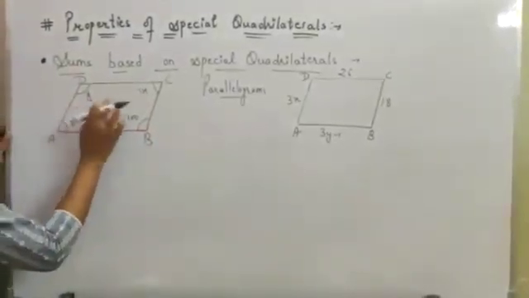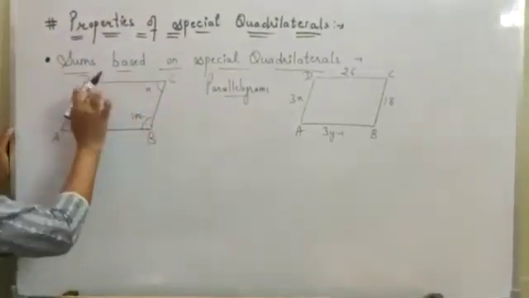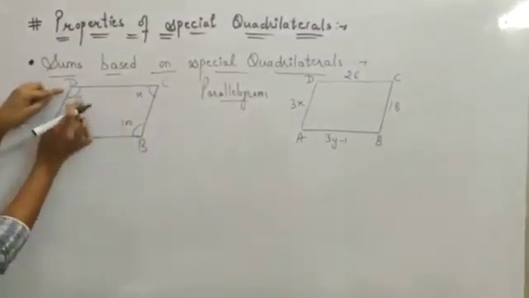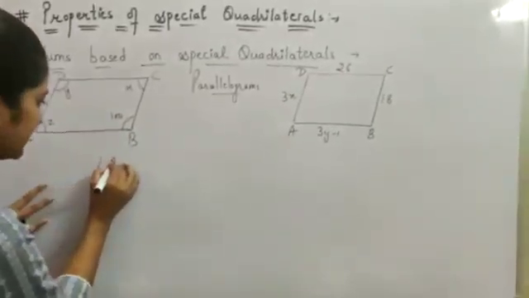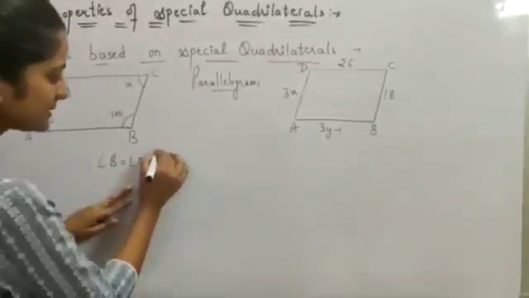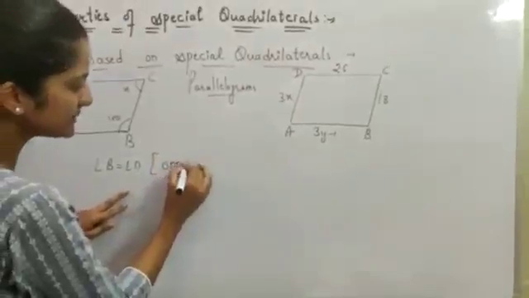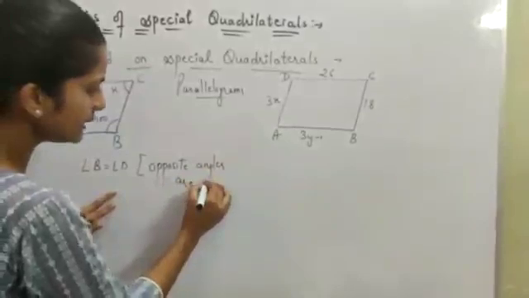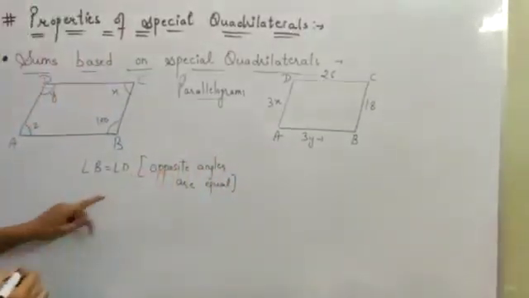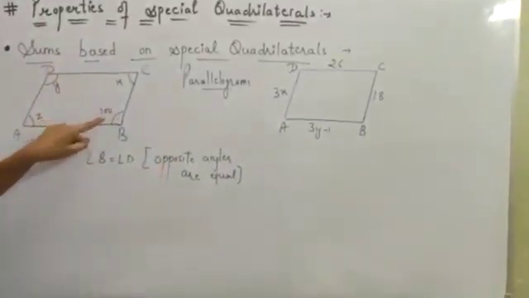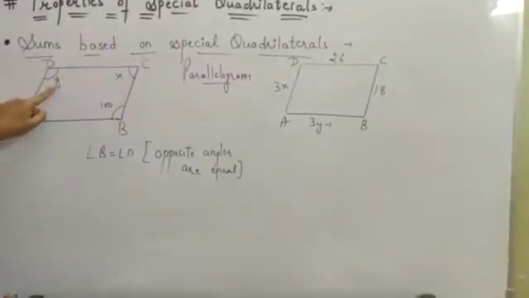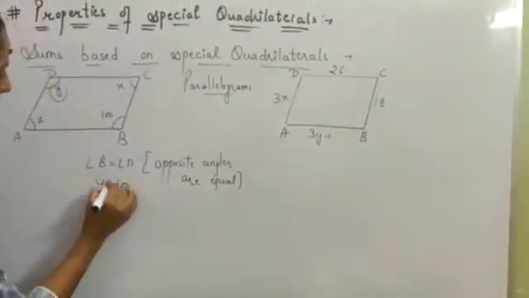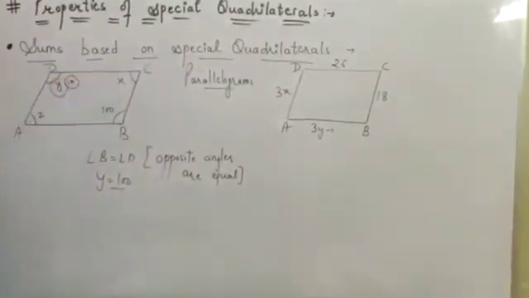See, we know that in a parallelogram opposite angles are equal. The property of parallelogram is this. So the opposite angles are B and D. It means angle B is equal to angle D. Reason: opposite angles are equal. So B and D both are equal. B is 100 degrees. It means D is also 100 degrees. So Y is 100 degrees. See, we got this angle 100 degrees.